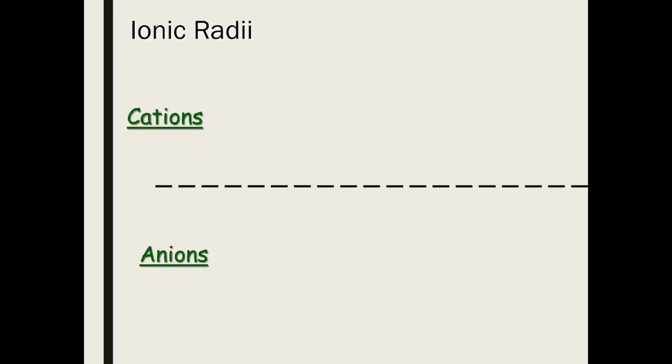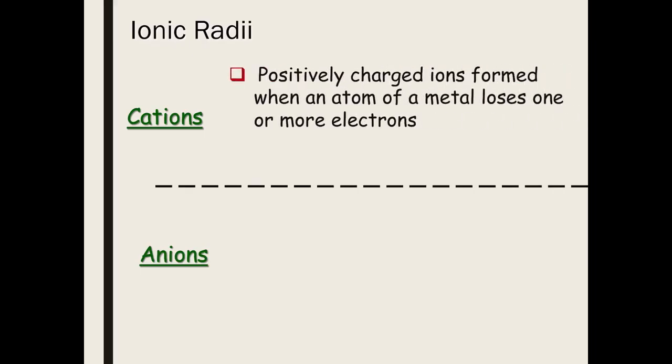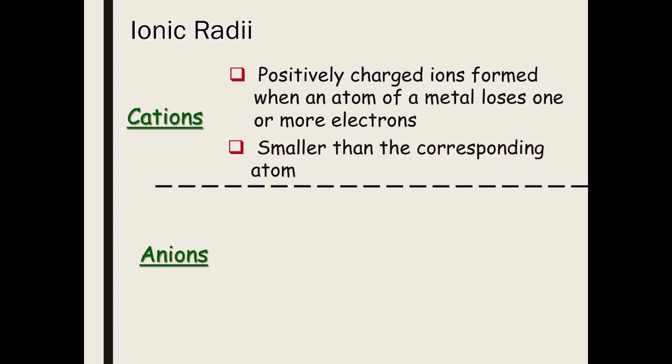Okay, now we're going to talk about ions. All of the stuff we've talked about thus far, talking about atomic radius, we have been talking about neutral atoms. But ions have slightly different radii, right? They follow slightly different rules. So positively charged ions are formed when an atom of a metal loses one or more electrons. We know that. This will be smaller than the corresponding atom, okay?